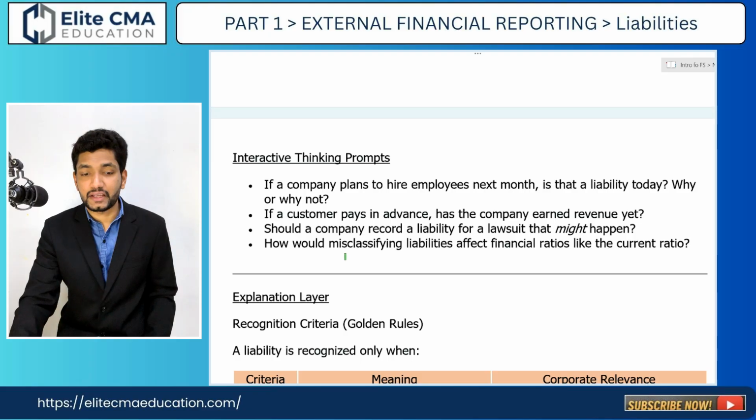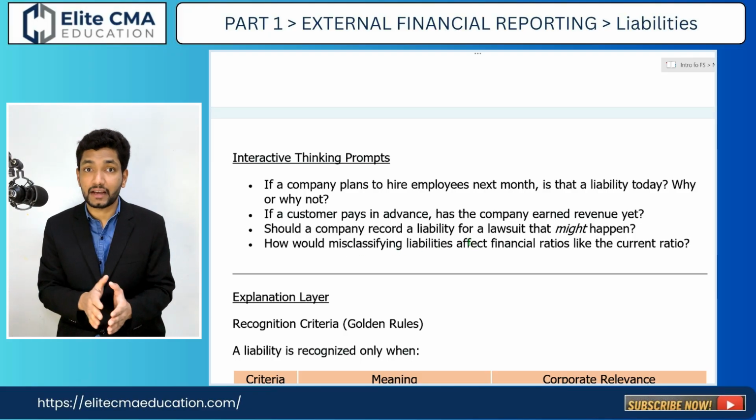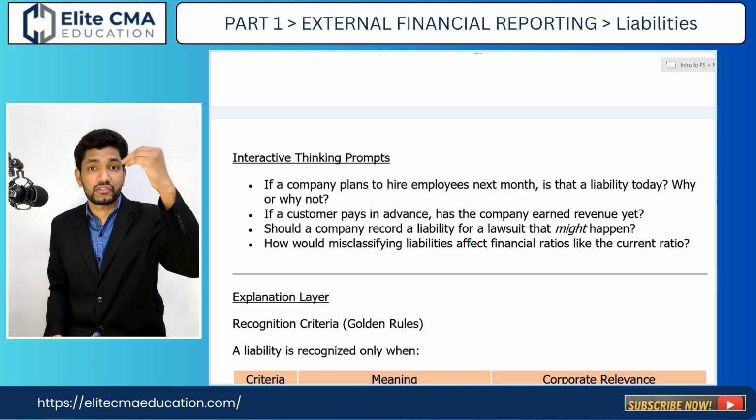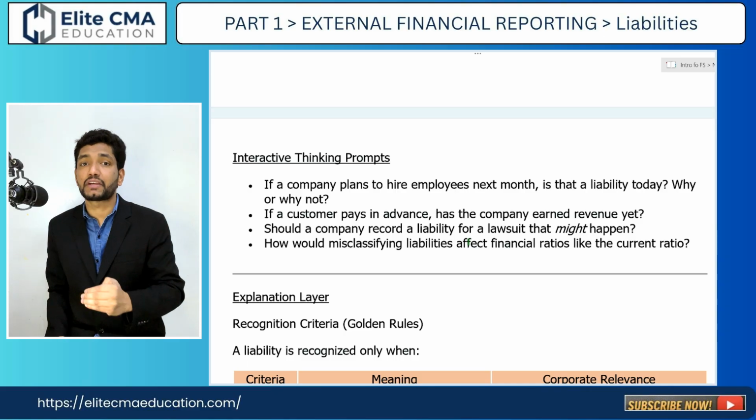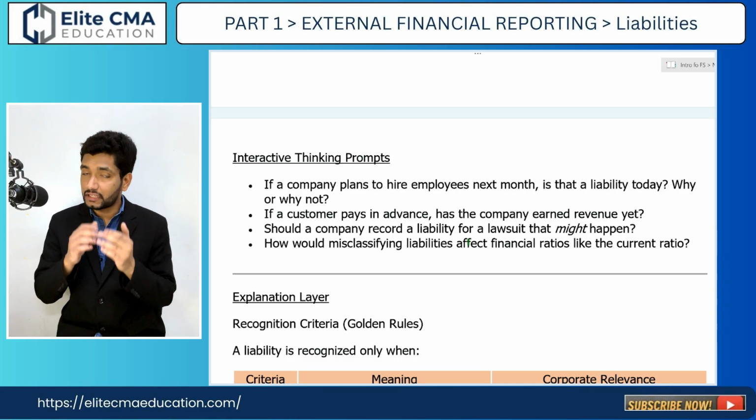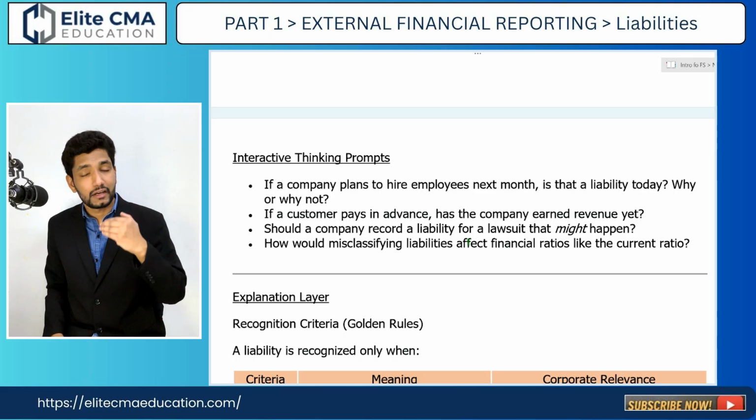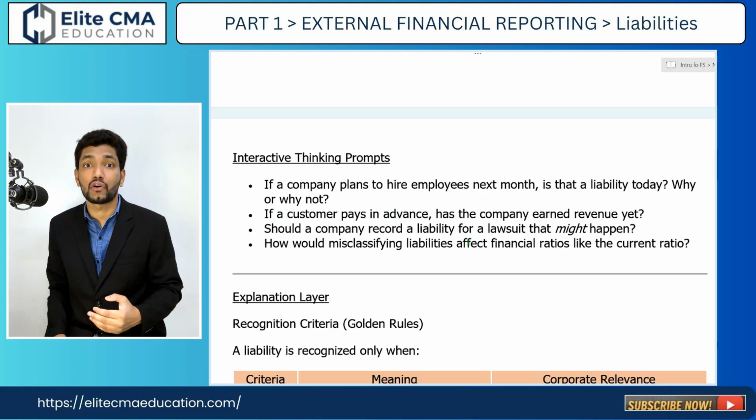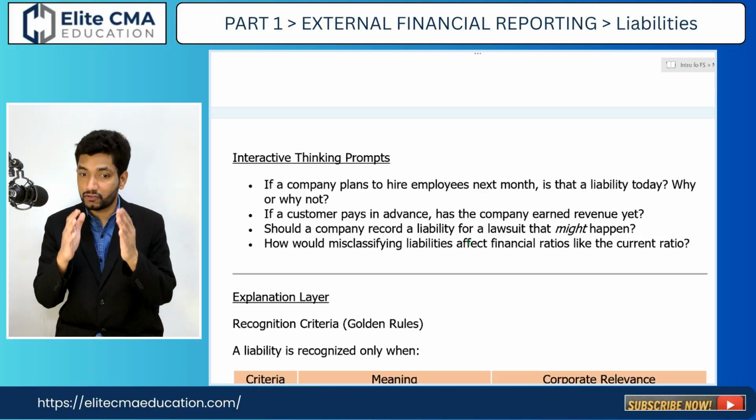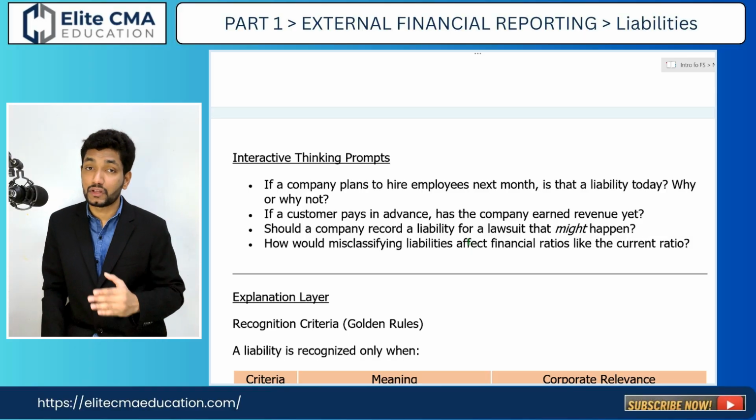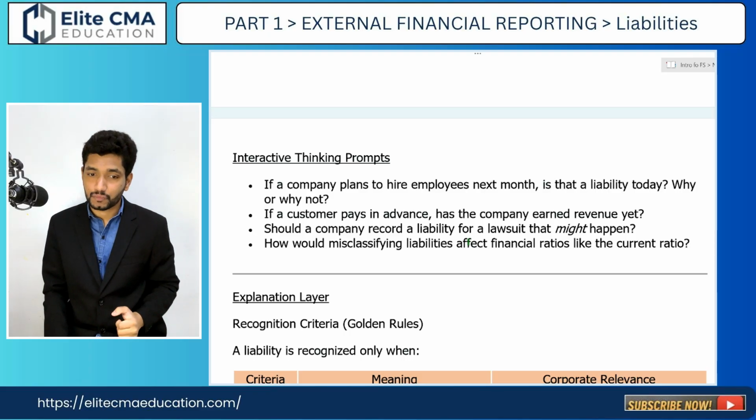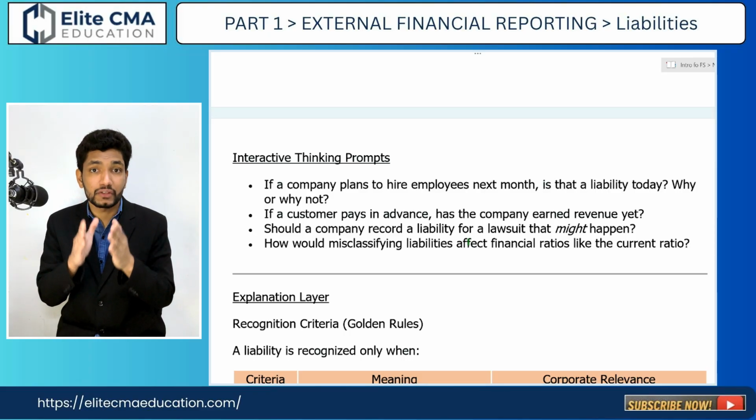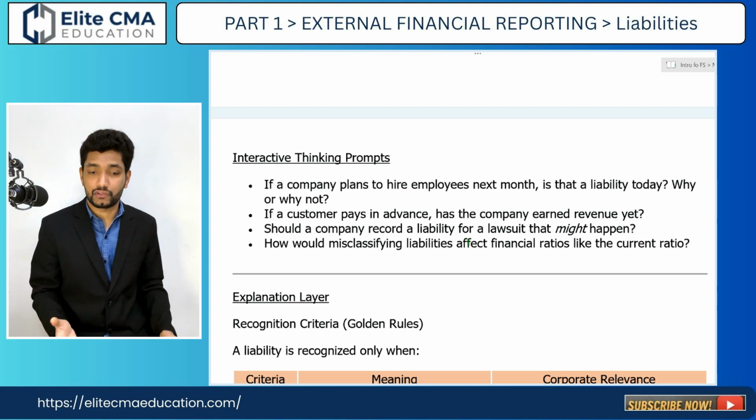How would misclassifying liabilities affect financial ratios like the current ratio? If you misclassify a long-term liability as a short-term or current liability, definitely it is going to affect liquidity ratios like the current ratio, and even long-term solvency will be affected, because you are classifying a long-term liability as a current liability. So definitely it is going to affect your liquidity ratios.